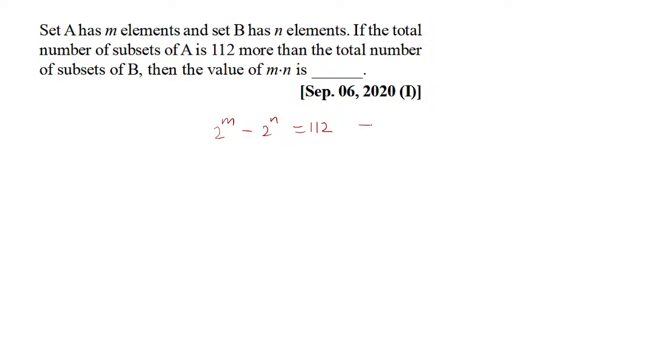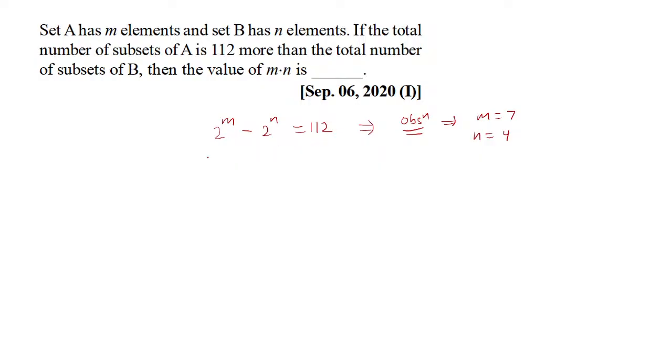Make sense? Now, either you can just go by observation, and a quick observation should give you, and you should be able to see m is 7, n is 4. Check it out. 2 to the power 7 is what? 128. 2 to the power 4 is 16. So 128 minus 16 is 112.